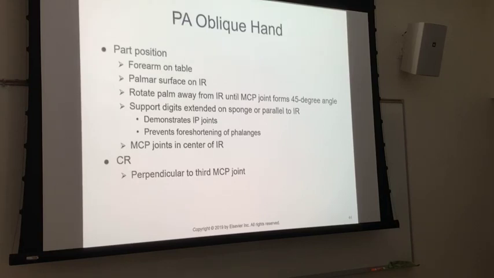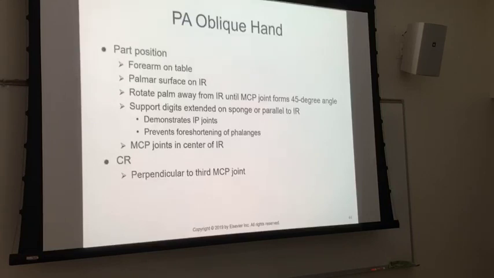There'll be questions on the test that say, what if you use the fingers as props for the oblique of the hand? Well, what would you say? The two things: you get foreshortening of the anatomy, and you don't see the joint spaces. So if you're interested in seeing the joint spaces, what do you not do? Use the fingers as props, right? Okay?